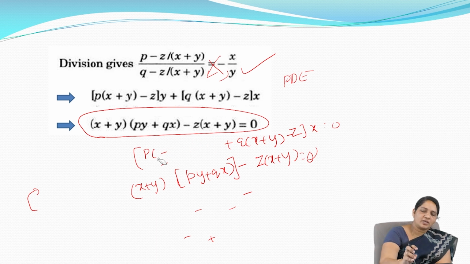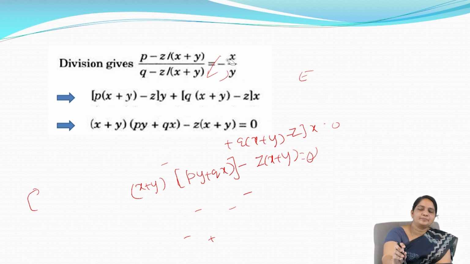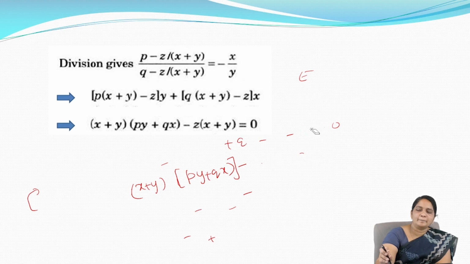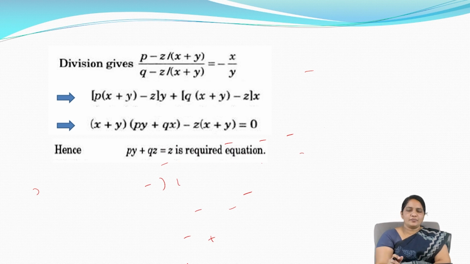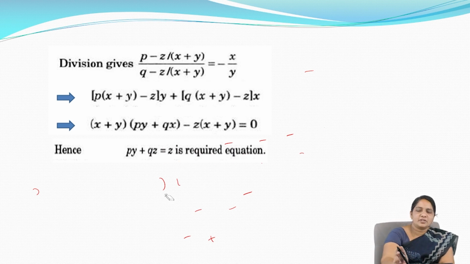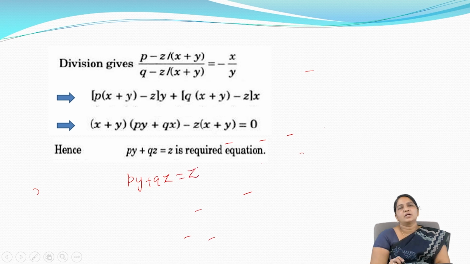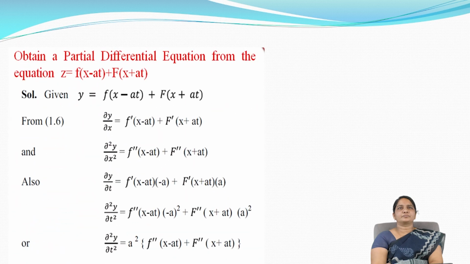So this is the way we can eliminate arbitrary functions to form a PDE. Finally, after simplification, we got the equation by the notation: py plus qz equals z. So this is our required partial differential equation.